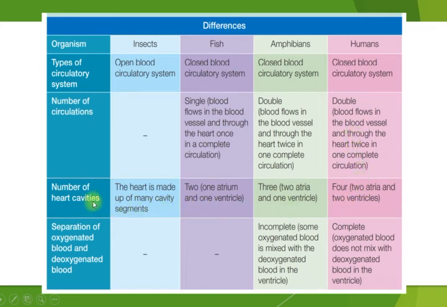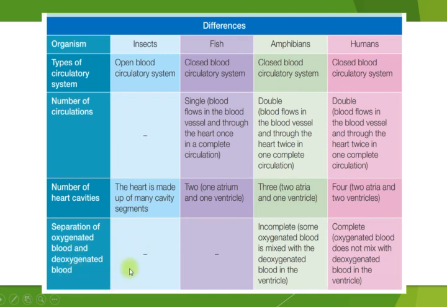Then we go to the number of heart chambers or heart cavities. In insects, the heart is made up of many cavity segments. For the fish, it has two chambers, one atrium and one ventricle. For the amphibian, three chambers, two atria and one ventricle. For the humans, four chambers, two atria and two ventricles.